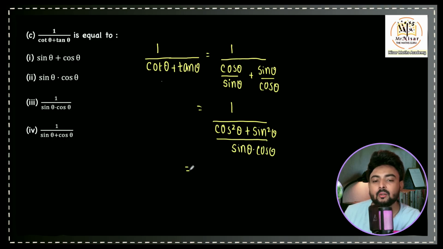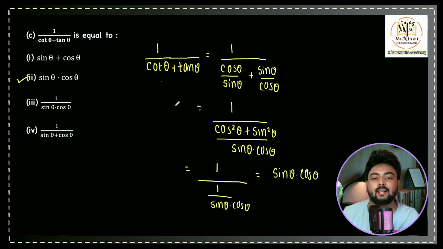Now say me, 1 upon cos square theta plus sine square theta, it's going to become 1 upon sine theta into cos theta. Is it? Now when a fraction is there in the denominator, what happens? Already it is taught to you, it becomes a reciprocal. So sine theta into cos theta. So this should be our answer, option number 2, sine theta into cos theta.